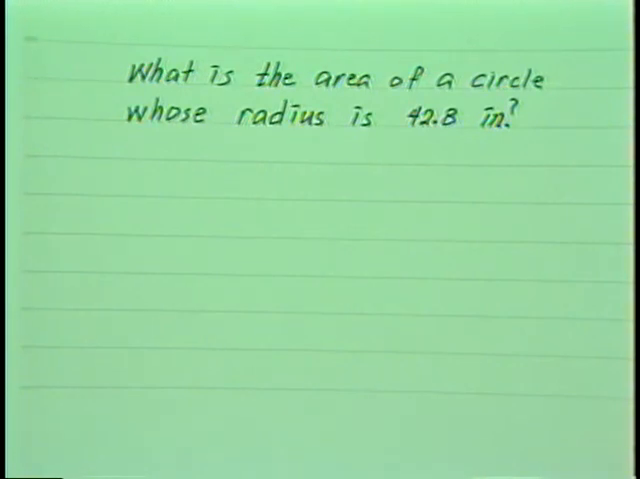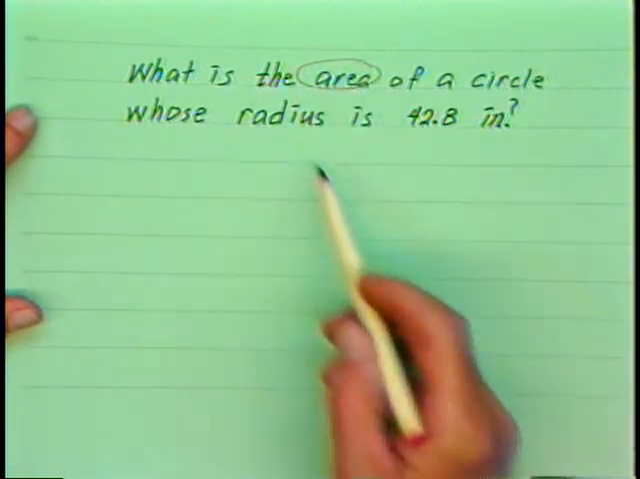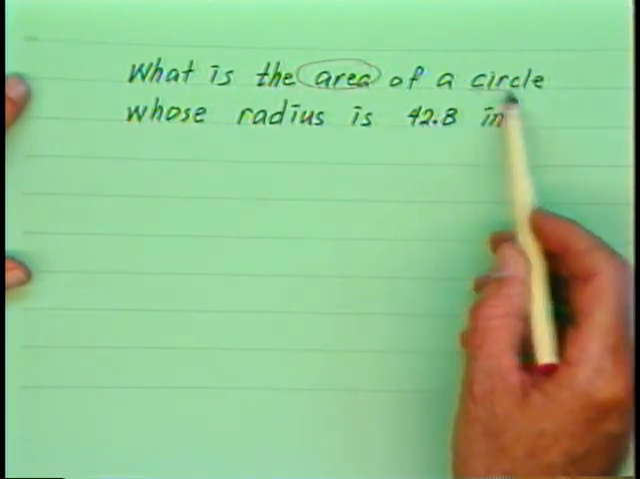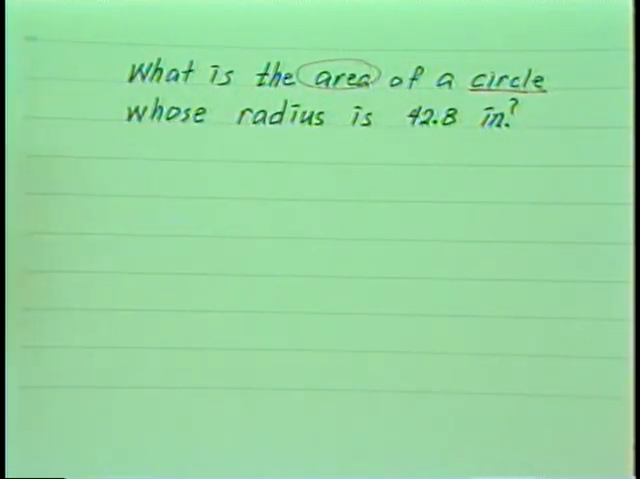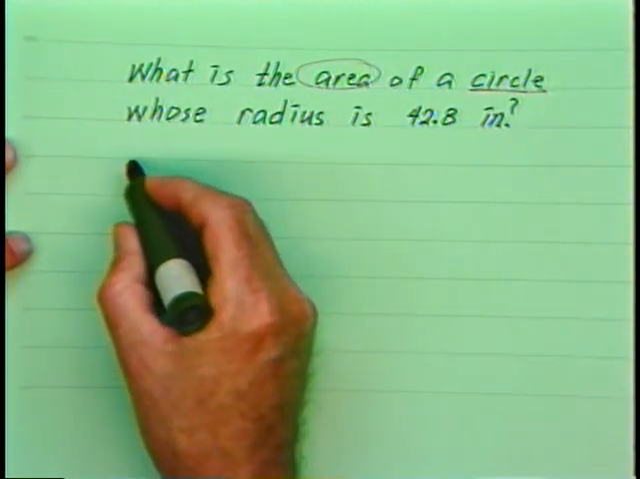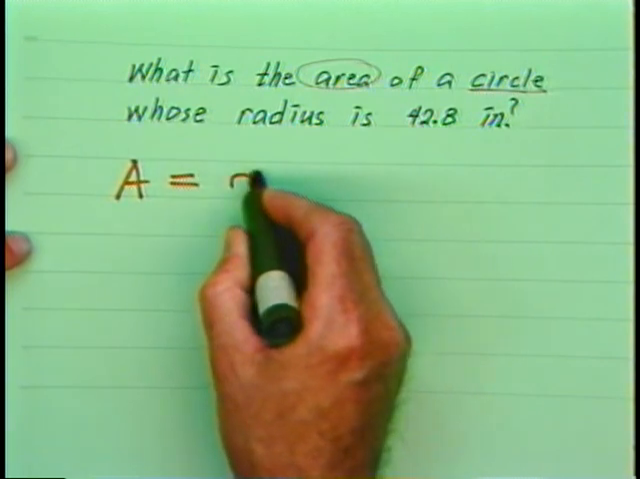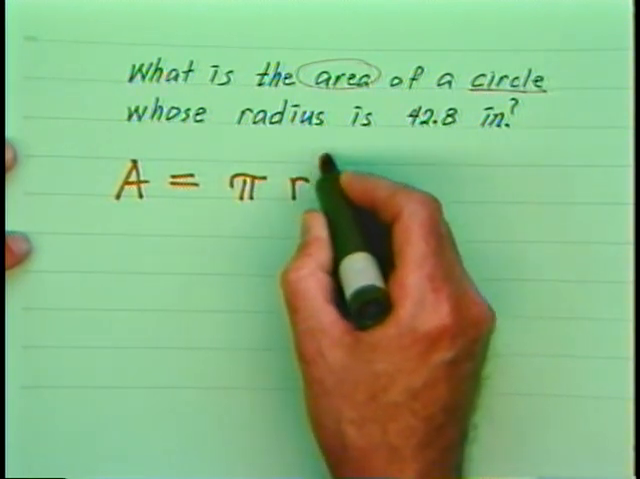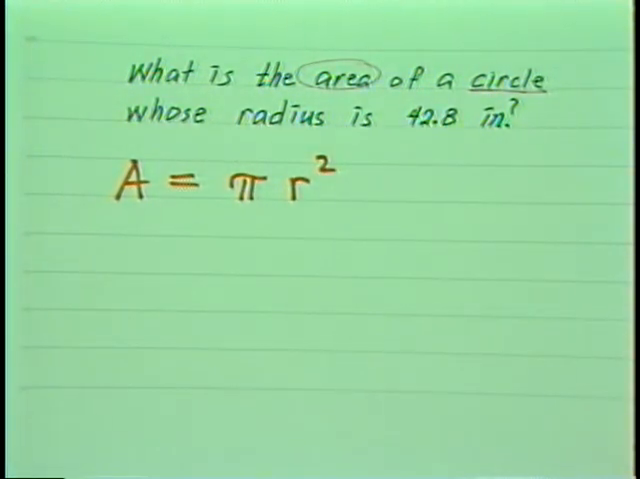Let's use that fact on one more problem. Again, we want an area of a circle. So we check our handbook or our memory and we find the formula for the area of a circle is that number pi times the square of the radius.